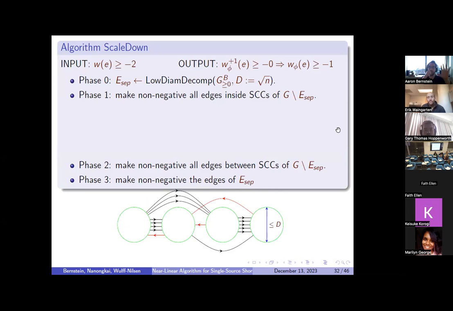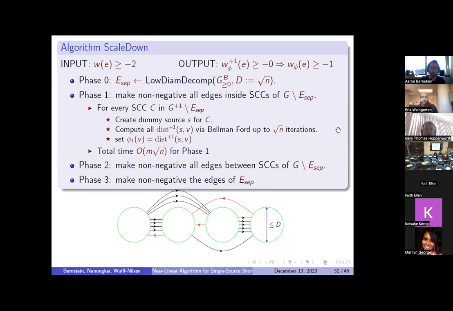So to summarize, the way we do phase 1 comes up with a price function to fix all the edges inside these components. What the algorithm does is, for every SCC, SCC is strongly connected component, it creates a dummy source, and then it runs Bellman-Ford up to root n iterations. And that's enough by the lemma we just proved. And then it just sets the price function to be those distances. Okay, so we're now done with phase 1.